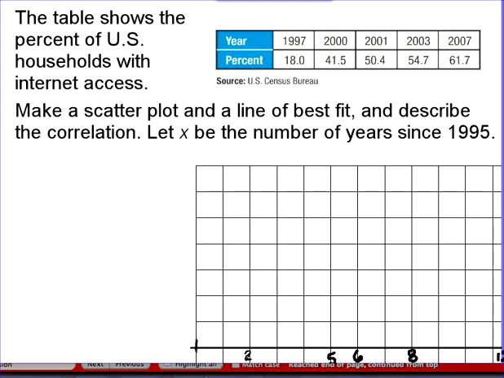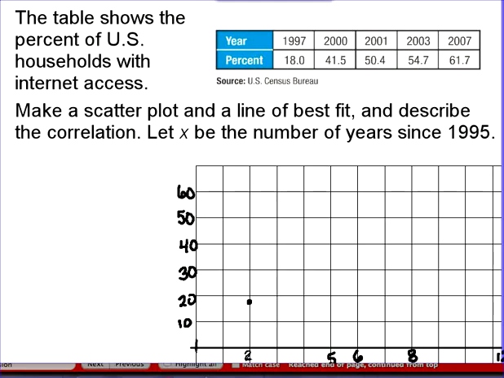And so now it says percent. So what I'm going to do for percent is I'm going to go by tens. So I'm going to go by 10, 20, 30, 40, 50, and 60. And all I'm going to do is plot points. Okay, so 1997 is going to be at 2, right? How far up am I going to go? 18. About 18. Now, this is all kind of approximations. You're not going to have it exactly.